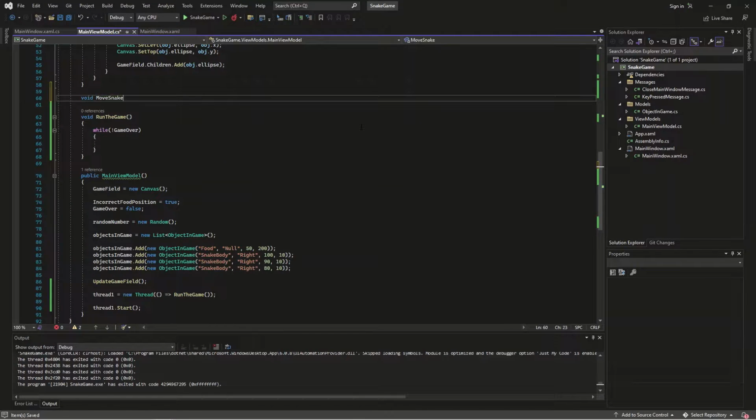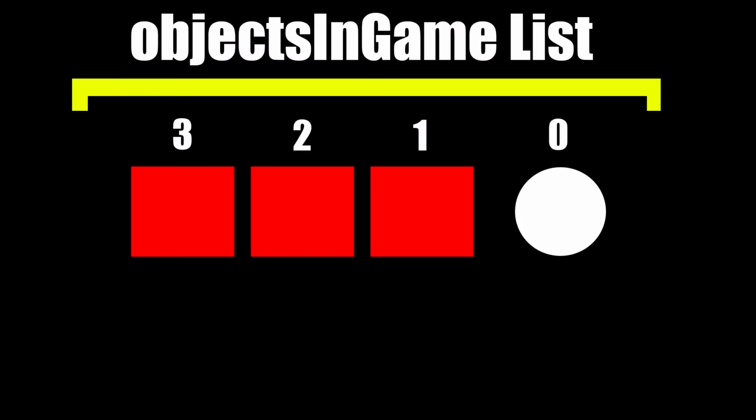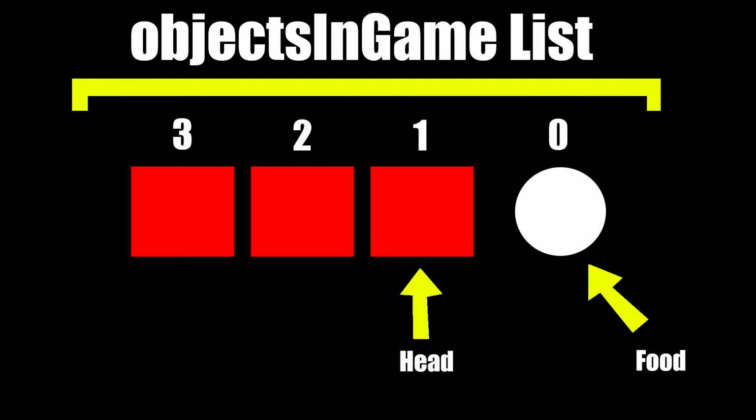Create a function and call it move snake. As the name suggests, this function will be responsible for moving the snake. To achieve this, let's look closely at the objects in game list. Object 0 in the list is the food. Object 1 is the head of the snake. And object 3 is the tail of the snake. The total size of the list is 4.